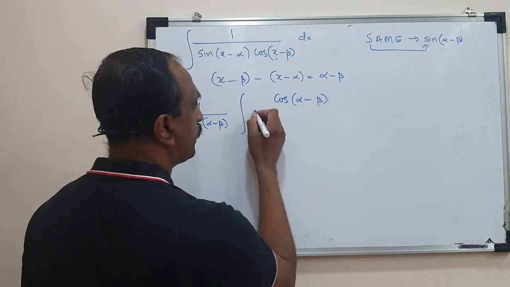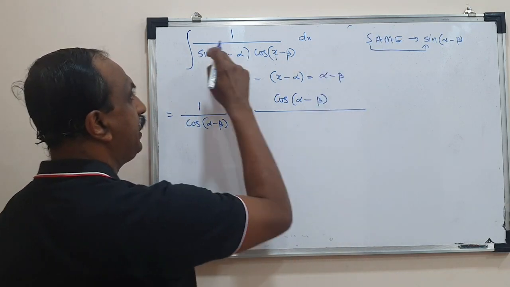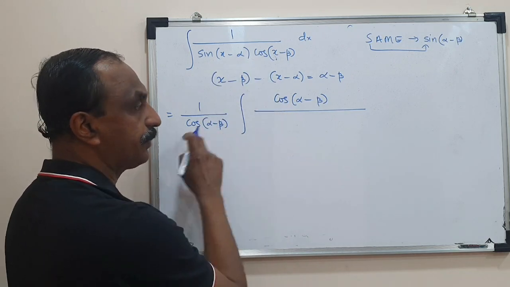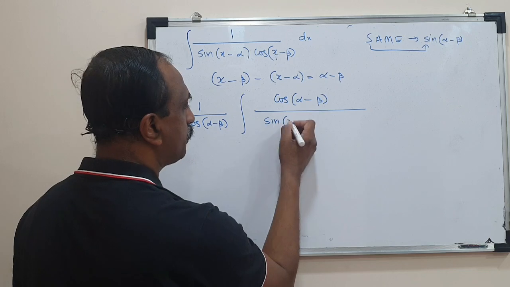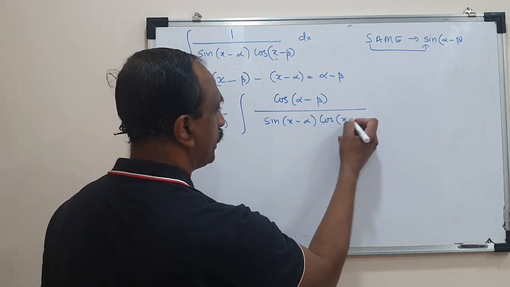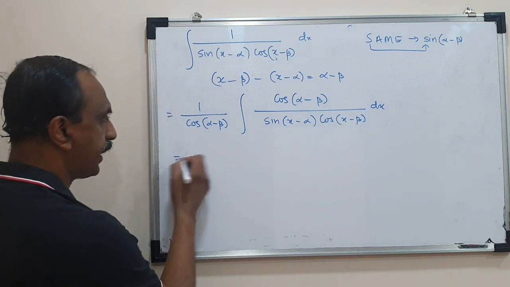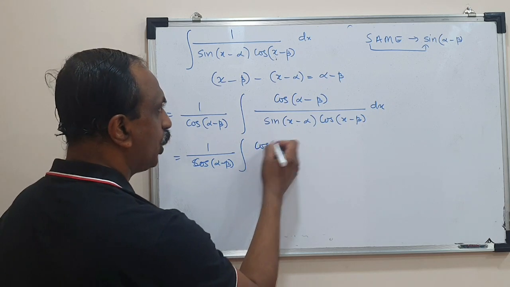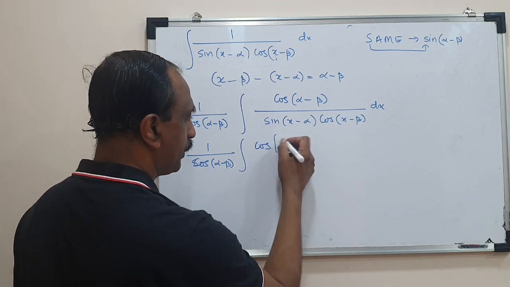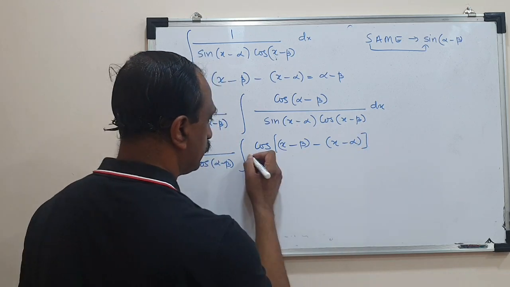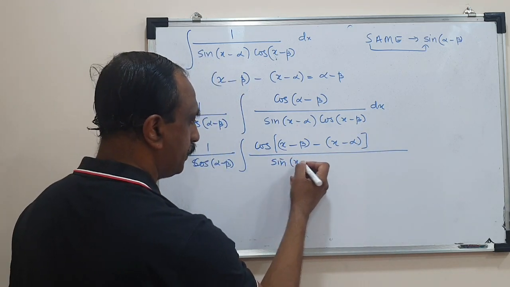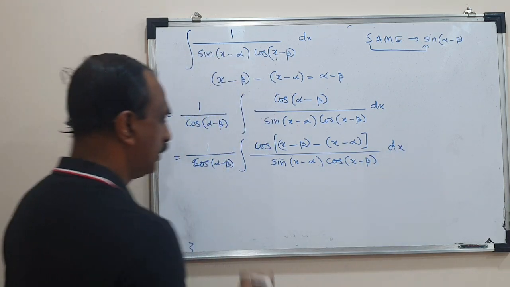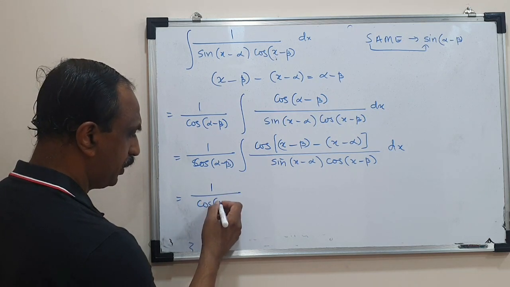So cos of alpha minus beta divided by... both should be the same trigonometric ratio. Here both are different trigonometric ratios, so we multiply with cos. And sine of x minus alpha into cos of x minus beta. So now I can write the numerator as cos of (x minus beta) minus (x minus alpha), over sine of x minus alpha into cos of x minus beta. That became 1 upon cos of alpha minus beta.